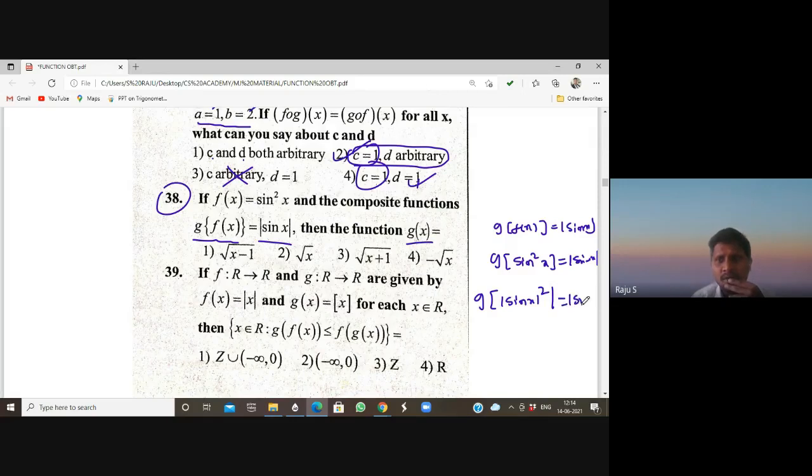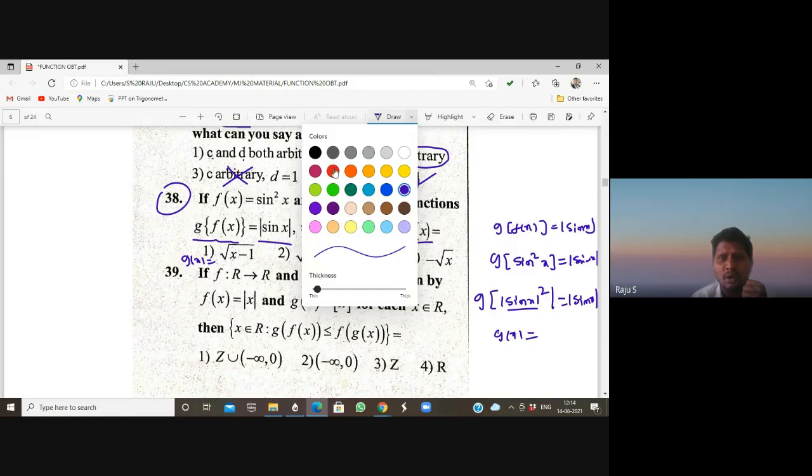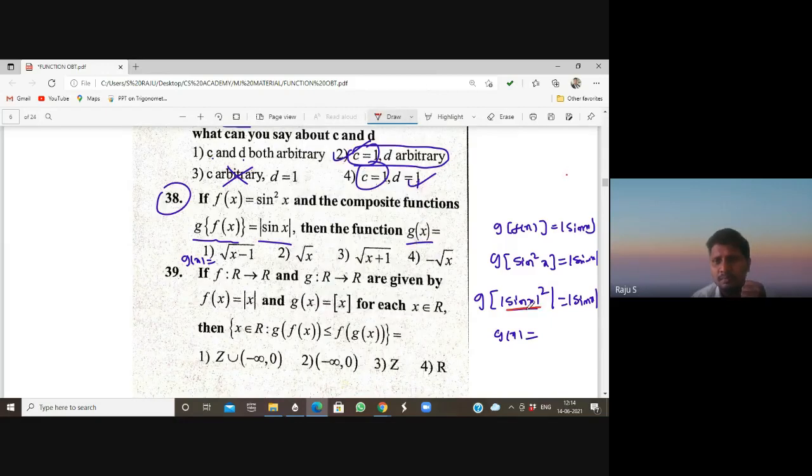Is equal to what we require. For which value among the given options, when I take g of x is equal to square root of x minus 1, are we going to get the output? In place of x here, substitute modulus sin x the whole square. For which one of all the options, if you choose it as g of x, will we get the output modulus sin x?